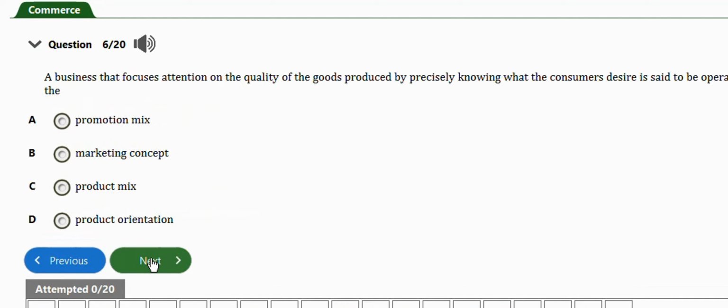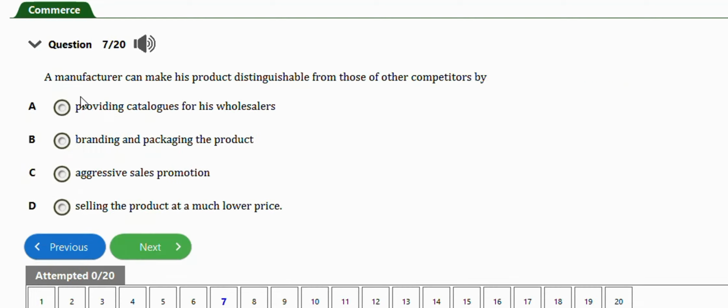Next question. It says a business that focuses attention on the quality of the goods produced by precisely knowing what the consumer's desire is said to be operating the marketing concept, option B. Next question, it says a manufacturer can make his product distinguishable from those of other competitors by providing catalogs for his wholesalers, no; brand and packaging the product, yes; aggressive sales promotion, no; selling the product at a much lower price, no. So the right answer is option B, brand and packaging the product.